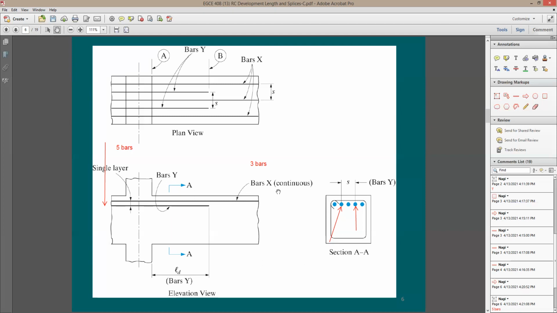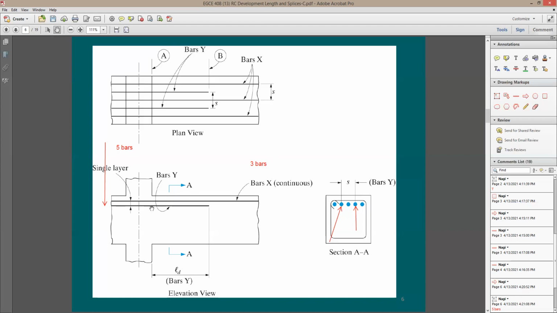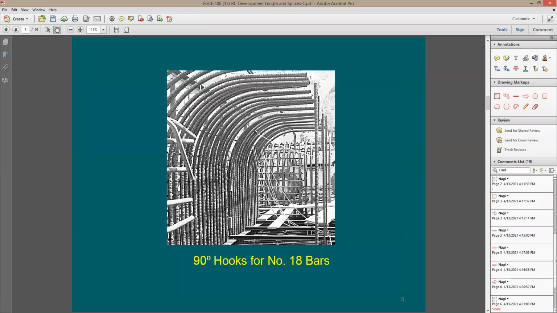So we have 2 cases here. One case when I have a hook, and the other case when I have a straight development length. Now for the same rebar size, my question to you guys, which one do you think is going to be shorter? Is it the straight development length or the hook to develop the bar? Develop the bar means to transfer the force within this rebar to the concrete. I'd like to hear your comments.